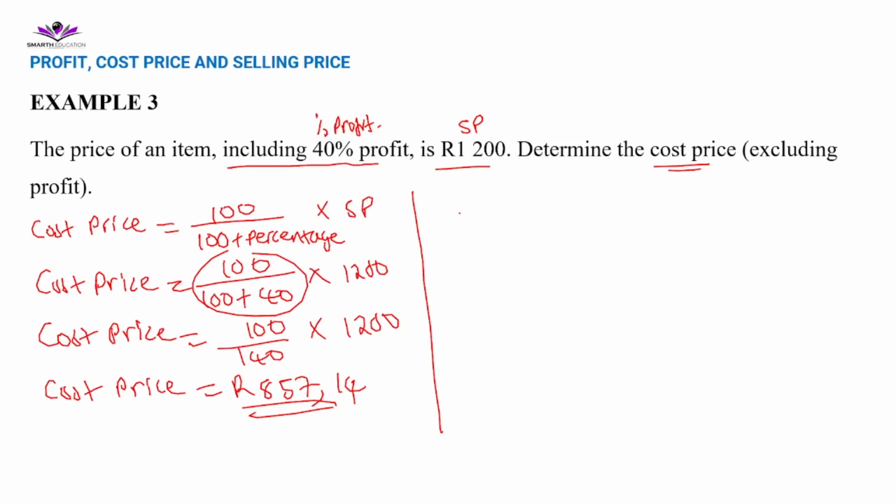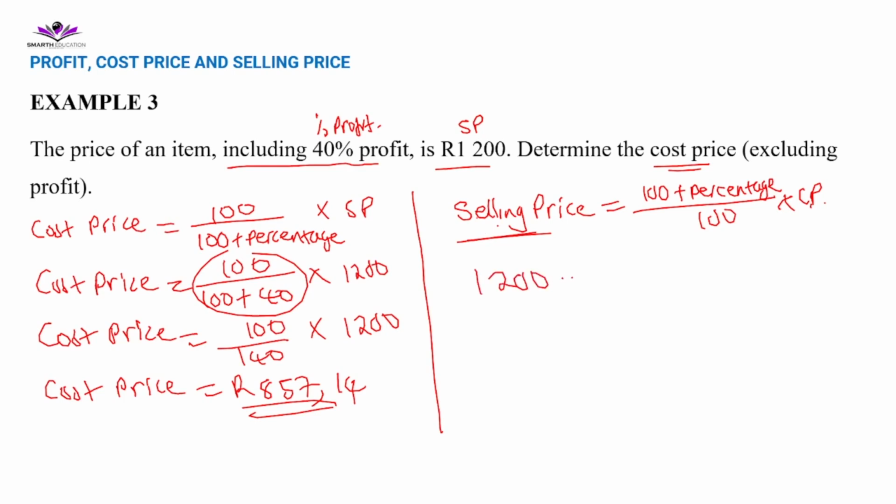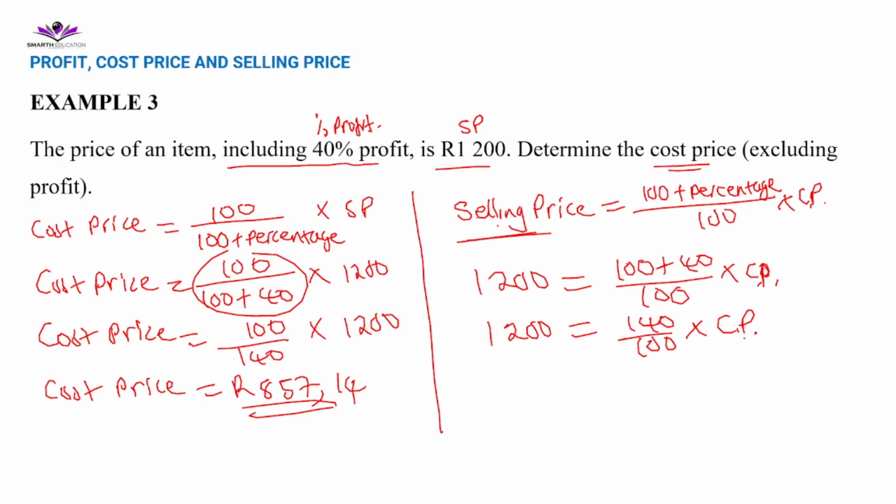The other thing you can do, you can start with this formula which says selling price is equal to 100 plus percentage divided by 100 times cost price. You can substitute what you have. We have the selling price now. So where the selling price, we put 1,200 is equal to 100 plus 40 over 100 times cost price. Then we can simplify this. Right, now we want to get the cost price.